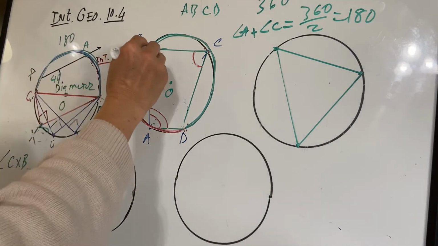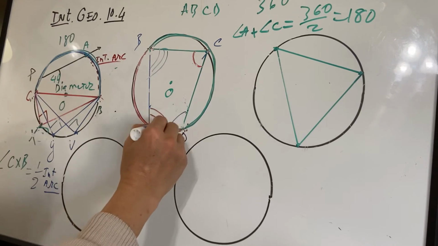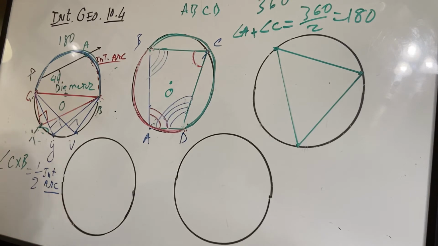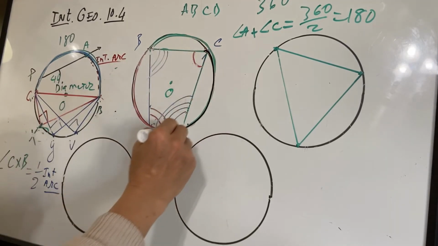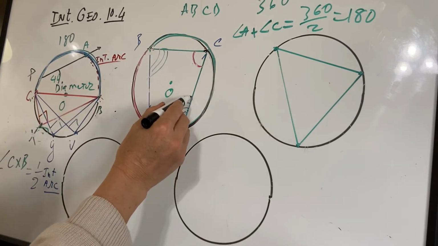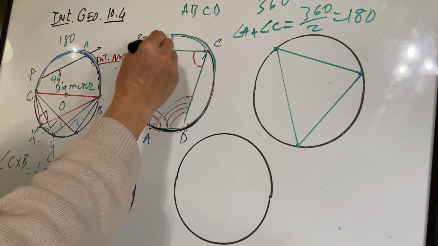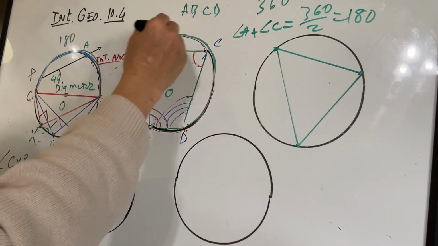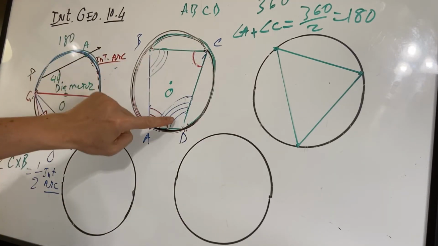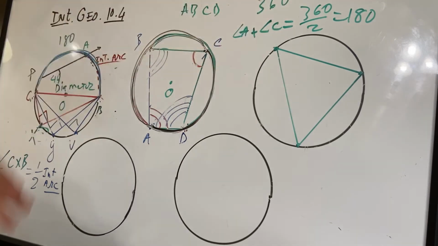Look, if I do this, see right here, angle B and angle D. B and D together, they make a circle. That's angle B. And this is angle D. Inscribed angle D has its intercepted arc right here. You see it? Together they make a perfect 360. So the sum of them is half of 360, which is 180. Therefore, the opposite angles are supplementary.